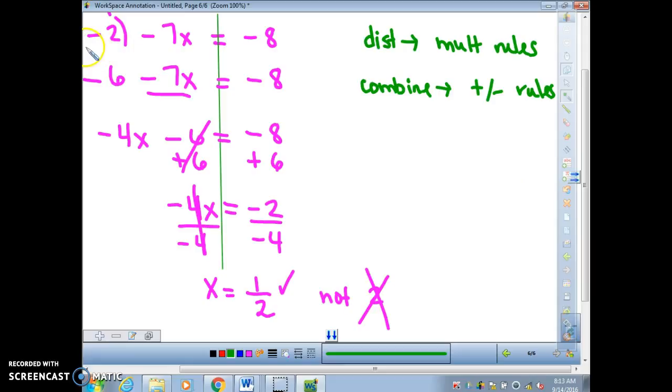And you only distribute on one side of the equal mark. You only combine like terms on one side of the equal mark, okay? The only time you do things on each side of the equal mark is if you're doing what you do to one side, you also do to the other. Like I added 6 over here, I had to do it over here, okay?